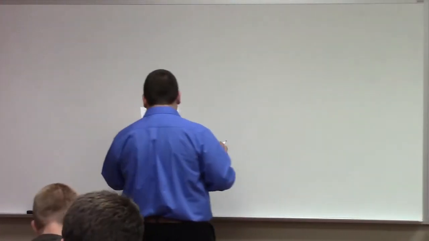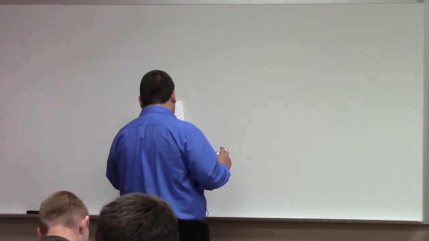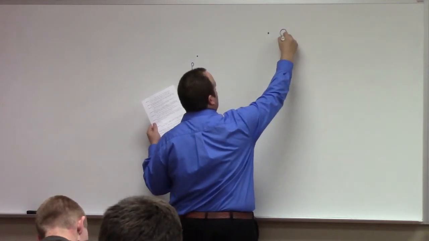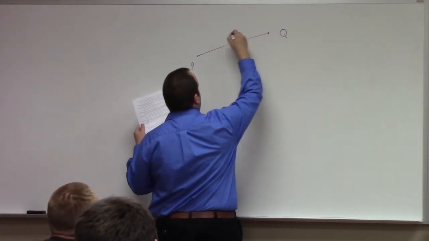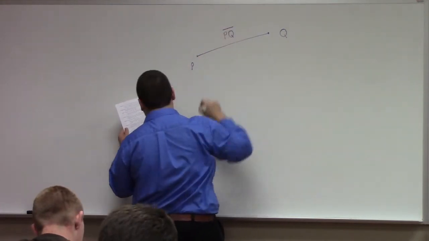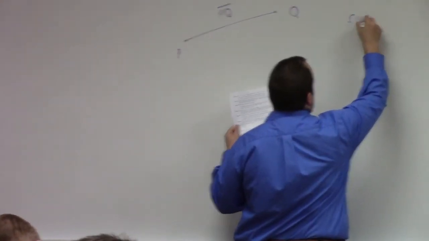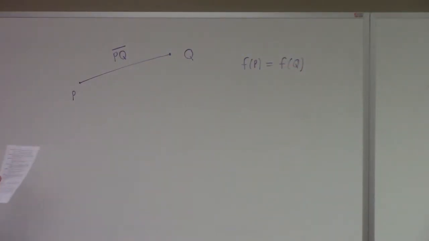Let's see here. Show that if f is differentiable at each point in the line segment PQ, and f of P is equal to f of Q. So you've got a line segment. Here's a point P. Here's a point Q. You've got a line segment PQ. And what other data are we given? f of P is equal to f of Q. Then there exists a point R between P and Q for which the gradient of f at R is orthogonal to the PQ vector.